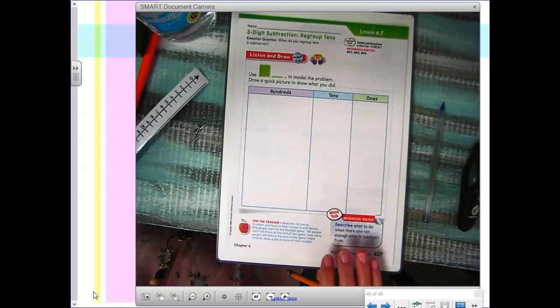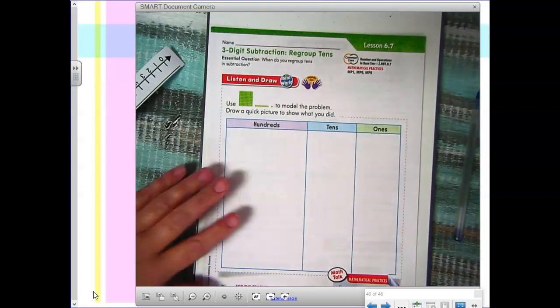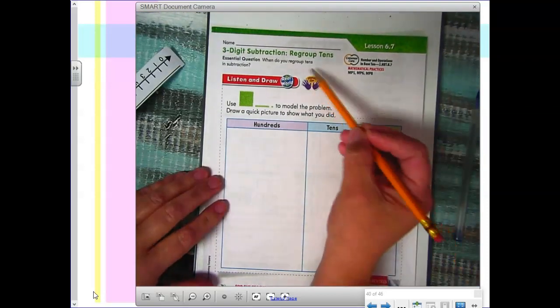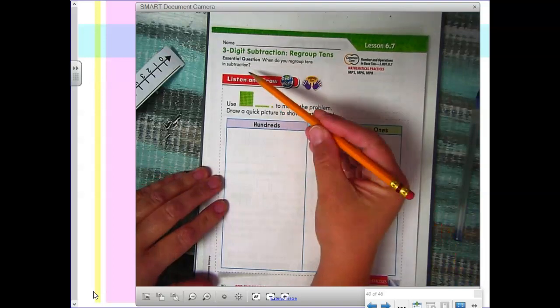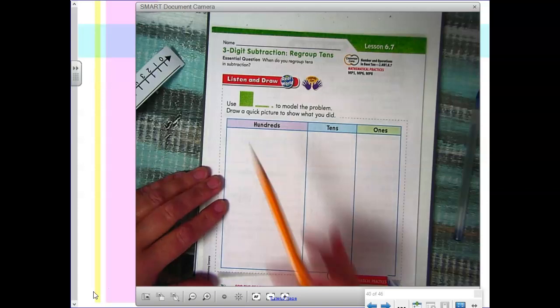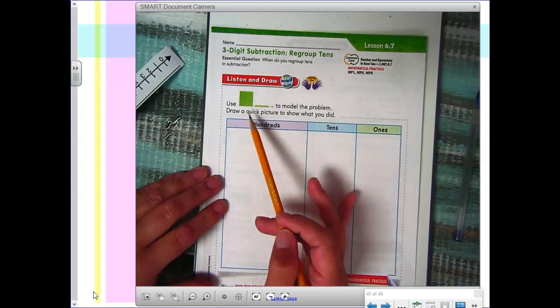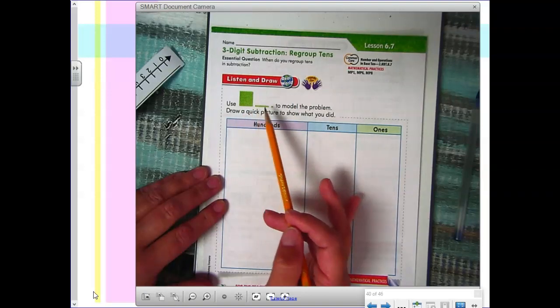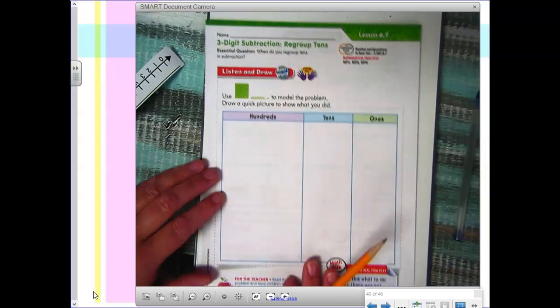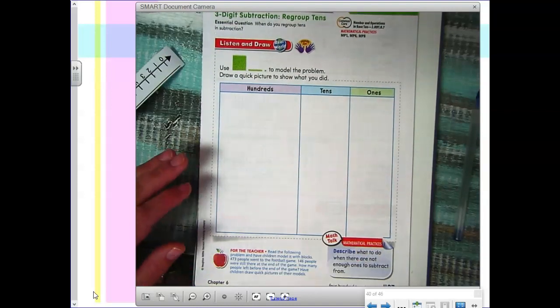All right, up at the top, we have our central question. It says, when do you regroup tens in subtraction? That's what we're going to focus on today. We're going to do a listen and draw problem today. You will draw a quick picture of hundreds, tens, and ones to model the problem. Listen as I read the problem.